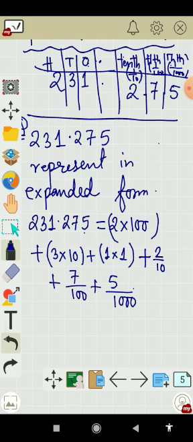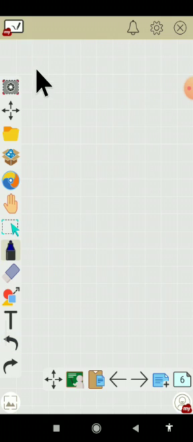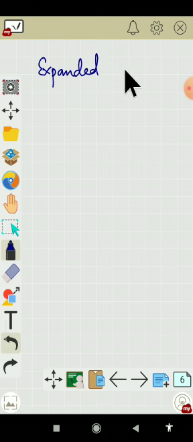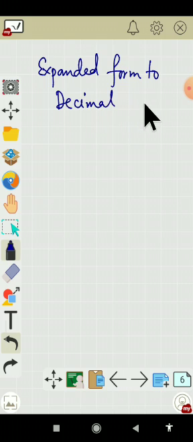Similarly, if it is given in expanded form and they have asked you to find the simpler form or decimal form, how do you represent that thing? So now we will see that. Suppose the given number is written in expanded form, so expanded form to decimal form. So this is the topic.